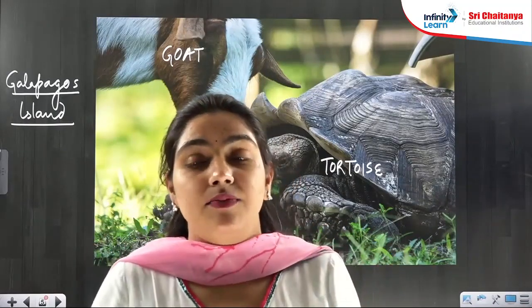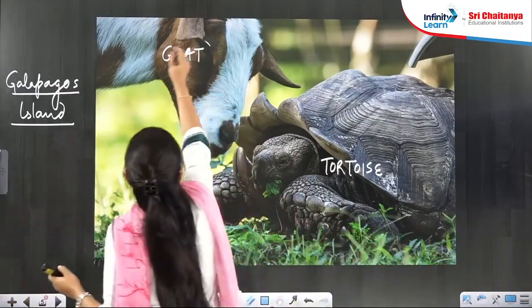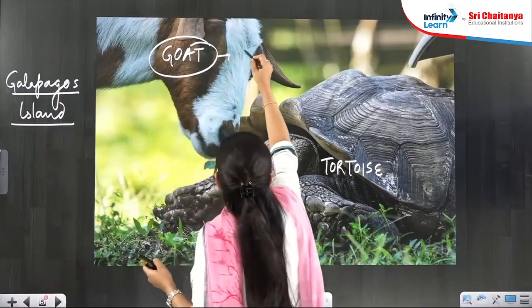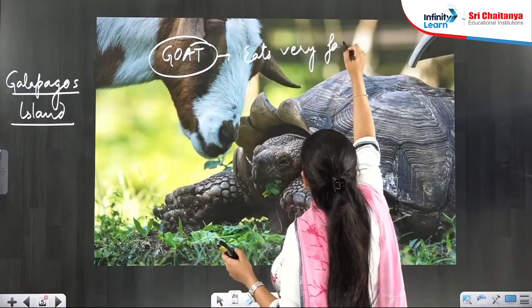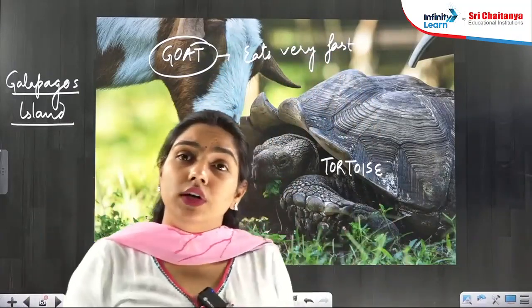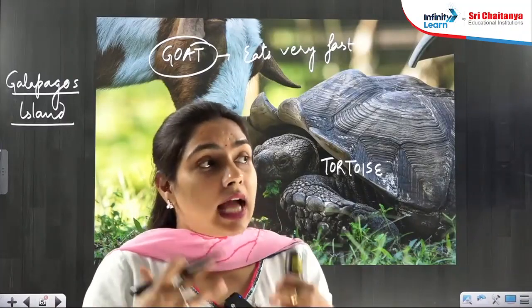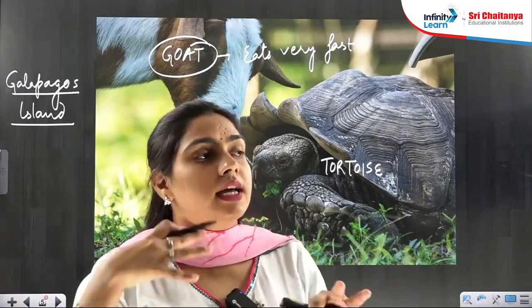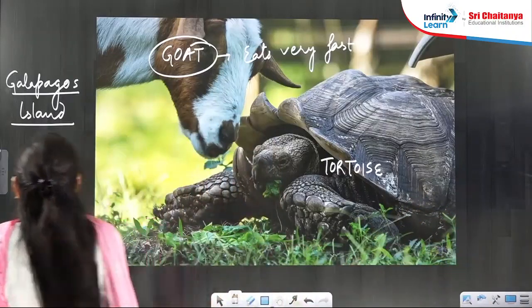Goats have a very fast grazing and browsing efficiency. They eat very fast. Yes or no? And when goats came, they ate all the food. Tortoise was not getting the food. So that is why these tortoise have got extinct. This is competition, beta, competition.